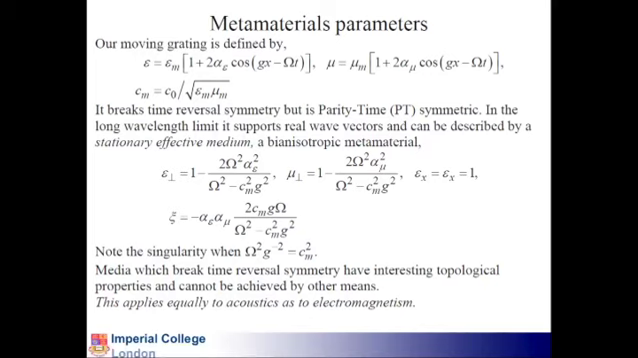And then you find that the epsilon and the mu can be established in this form here. And what you notice, and I'll come back to that later, is that you have this singularity here. So omega divided by g is the velocity of the grating. So when the grating velocity is equal to the velocity of light in the medium, these are singular. And I'll return to that when I come to talk about Hawking radiation.